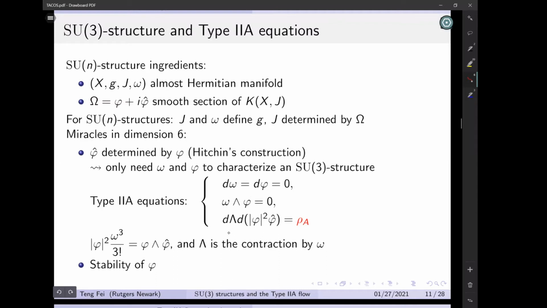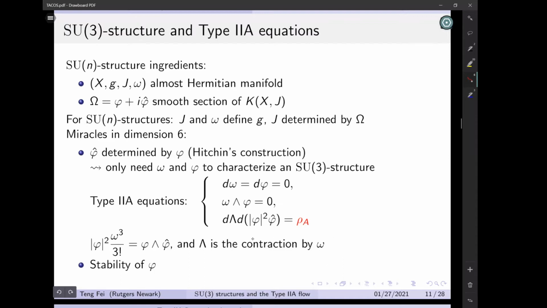And finally, you have the other equation, d lambda d of this expression is rho A. So this norm of phi squared is a scalar function defined in this way. Because you have phi, you can define phi hat. And their wedge product is a top form, which is a multiple of the volume form. So that multiple is called the phi norm squared. And this lambda here is the contraction by omega. So this is like a dual to wedging with omega.